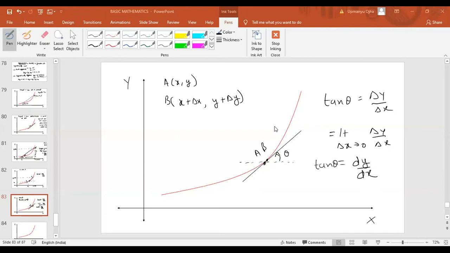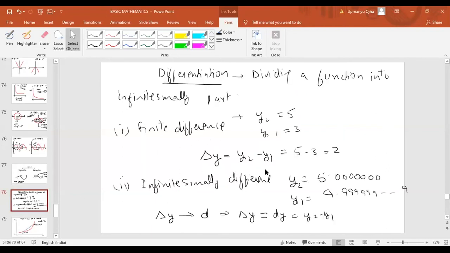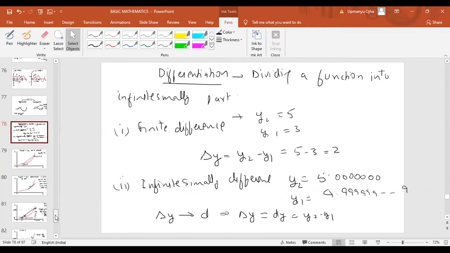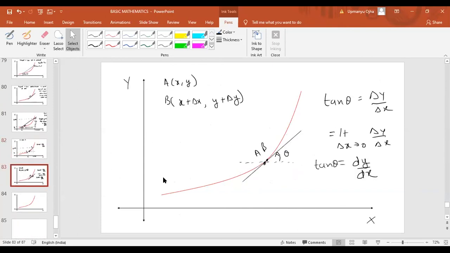Now dy, I told you, this is an infinitely small difference. When there is an infinitely small difference, then delta is converted into derivative. In this lecture I have told you that if it is an infinitely small difference, then this delta is converted into derivative. It is a way of representing a very small difference. So dy by dx is the very small difference. Now this dy by dx is also known as the instantaneous rate of change of y with respect to x.